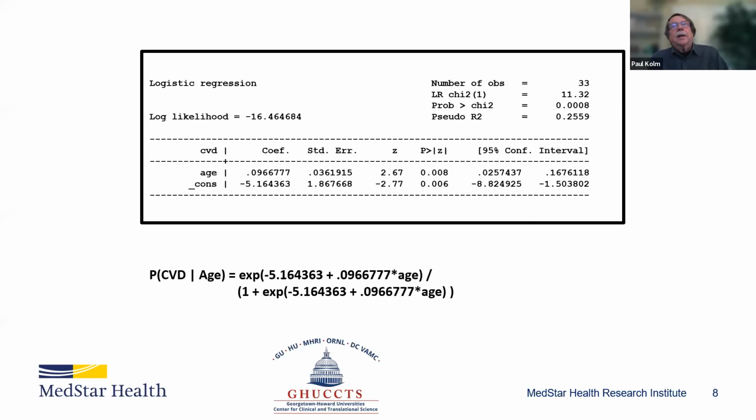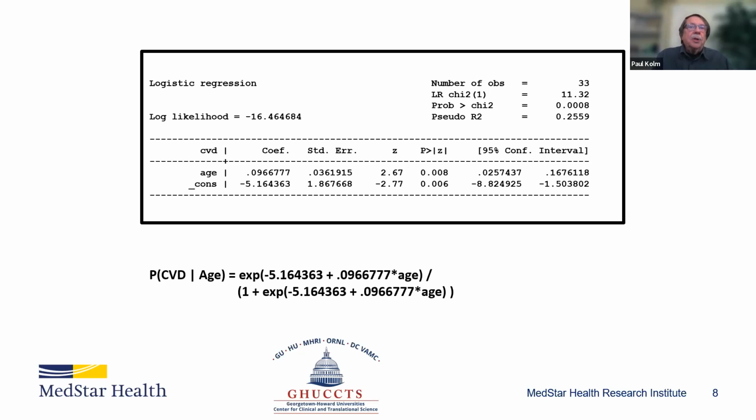So here's my regression equation, and you can see CVD as a function of age. The regression coefficient is almost 0.1. The constant, or the beta sub 0, is minus 5.2. And you can see that my regression coefficient for age is statistically significant. So for the log of the odds, that means it's different from 0. You can see by the 95% confidence interval that that's the case, that it does not include 0. And so we have a statistically significant log odds for age as it predicts cardiovascular disease.